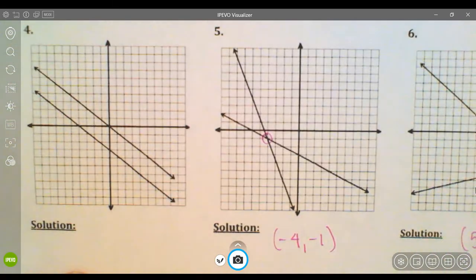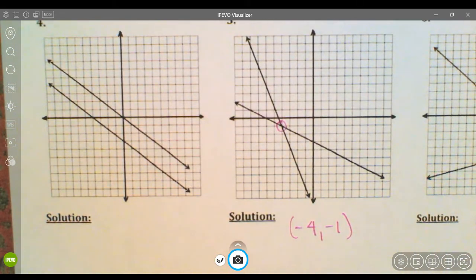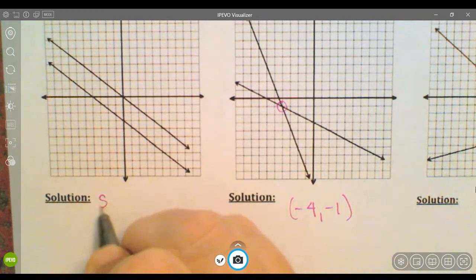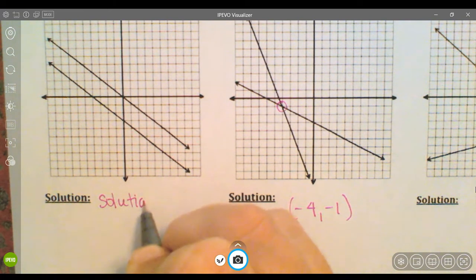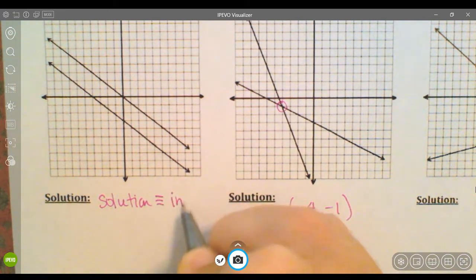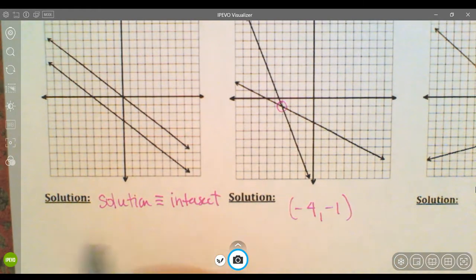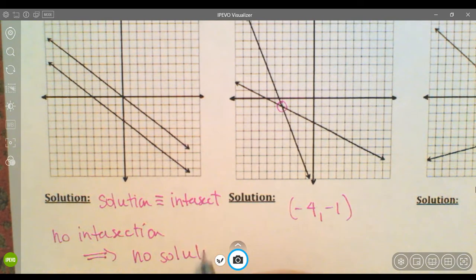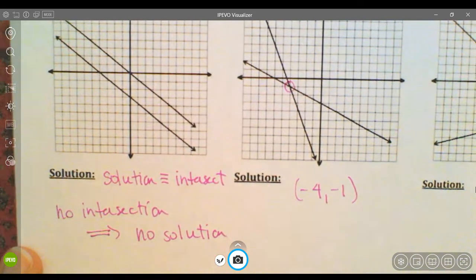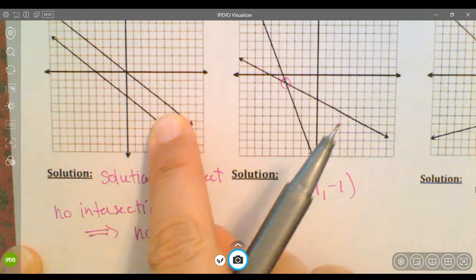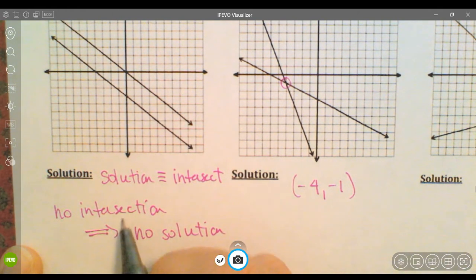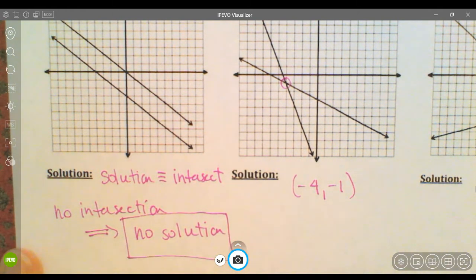Then we get to this one. Okay, remember, the solution is where they intersect. So solution means intersect. What happens if there's no intersection? Guess what that means? That means there is no solution. These do not intersect. That means there is no solution. That's my final answer.